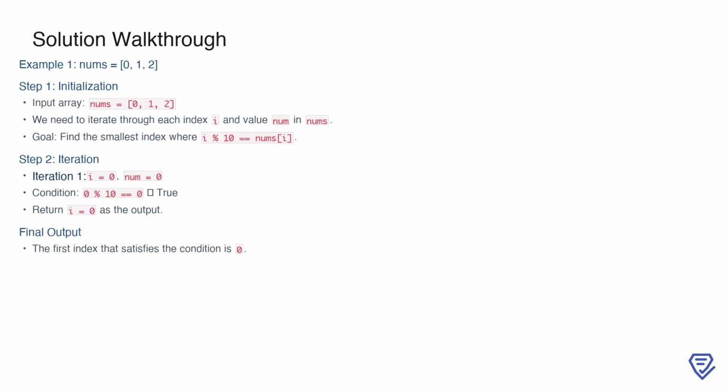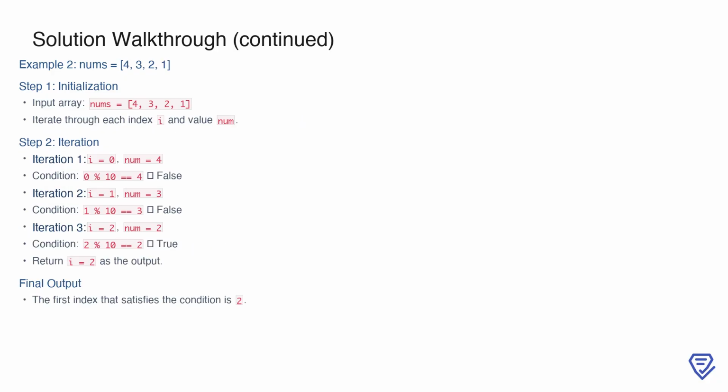We check the condition 0 % 10 equals 0, which evaluates to true. Since the condition is satisfied, we immediately return i equals 0 as the output. This gives us the final result for this example, where the first index satisfying the condition is 0.